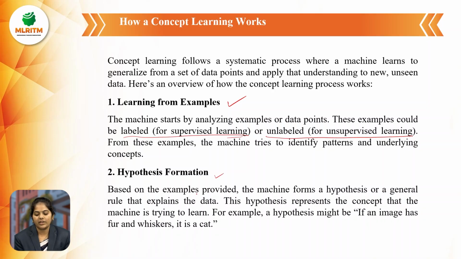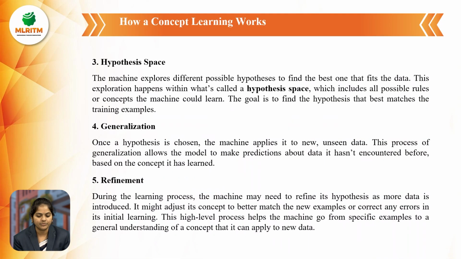And next, hypothesis formation. Based on the examples provided, the machine forms a hypothesis or a general rule that explains the data. Whenever a hypothesis is formed based on previous data, it consists of some general classification about what to do. This hypothesis represents the concept that the machine is trying to learn. For example, a hypothesis might be: if an image has fur and whiskers, it is a cat. So we give the basic instructions for one particular animal, so that whenever it sees the same features, it will show the related object as a prediction. This is how hypothesis formation can be done with the help of concept learning.